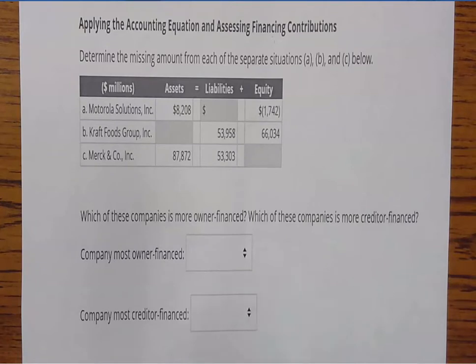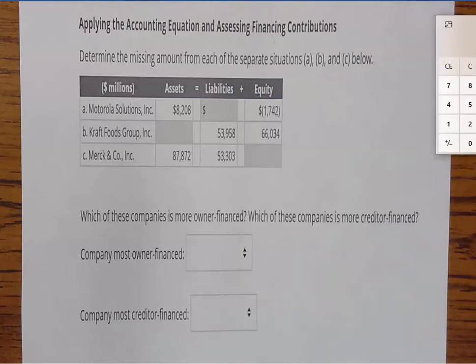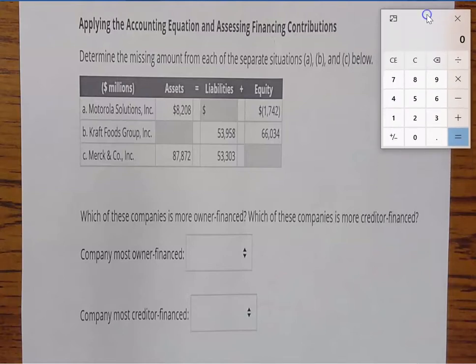Okay, so let's see what we have here. I'm going to bring up a calculator, because we are going to need one. It says, using the accounting equation, determine the missing amount from each of the separate situations A, B, and C. They've given us three companies, Motorola, Kraft, and Merck. Here we have the accounting equation, which is assets equals liabilities plus equity.